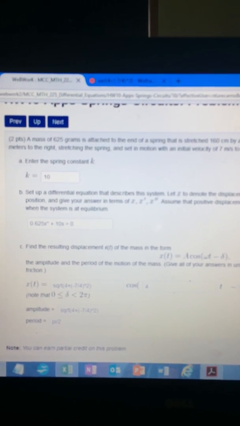So we have that a mass of 625 grams is attached to the end of a spring that is stretched 160 centimeters by a force of 16 newtons. At time t equals 0, the mass is pulled 2 meters to the right, stretching the spring, and is set in motion with an initial velocity of 7 meters per second to the left.